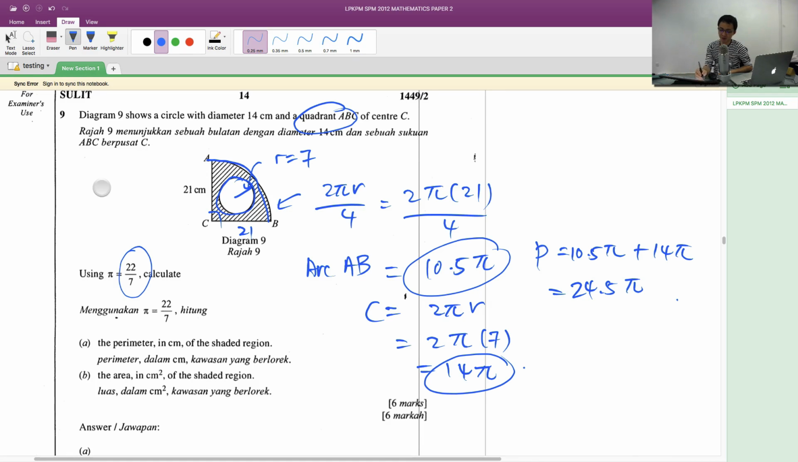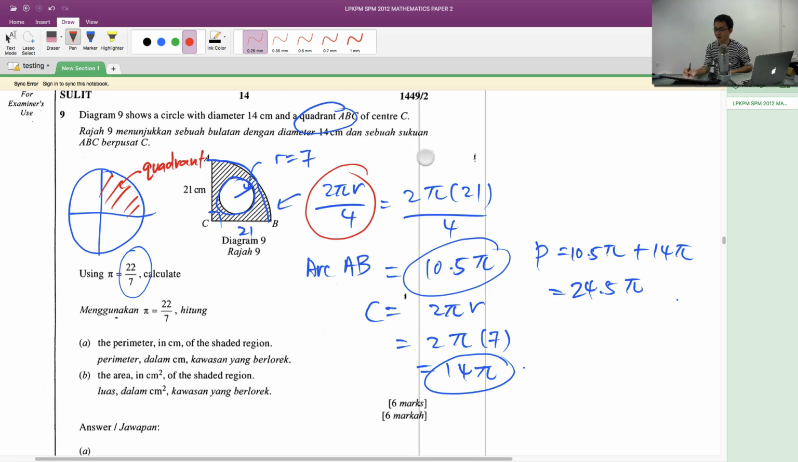Why divided by 4? Because one whole circle is cut into four parts, and each part we call a quadrant. If you do not like dividing by 4, what you can do is use 90 degrees: 90 over 360 multiplied by 2 pi r. After you simplify 90 and 360, you get 1/4 also. So it's the same thing as 2 pi r divided by 4. Both are fine.